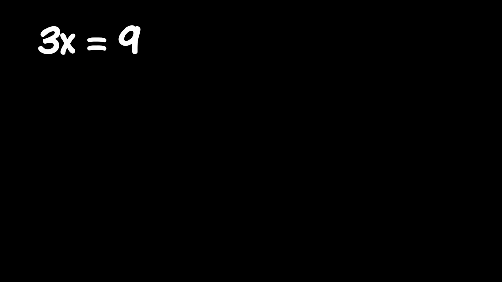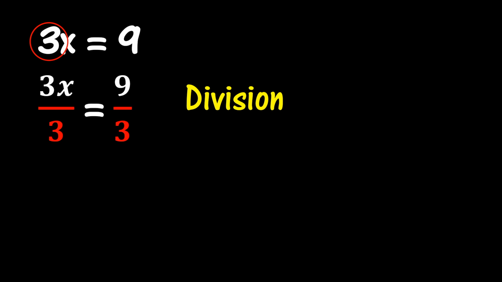For our third equation, we have 3x equals 9. Here, x is being multiplied by 3. The opposite of multiplication is division. So, to get x alone, we must divide by 3 on both sides.